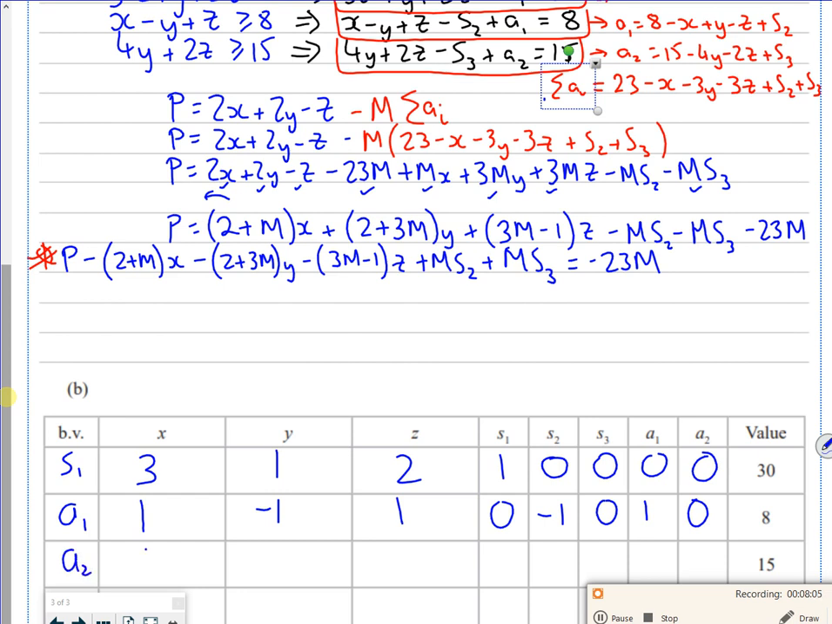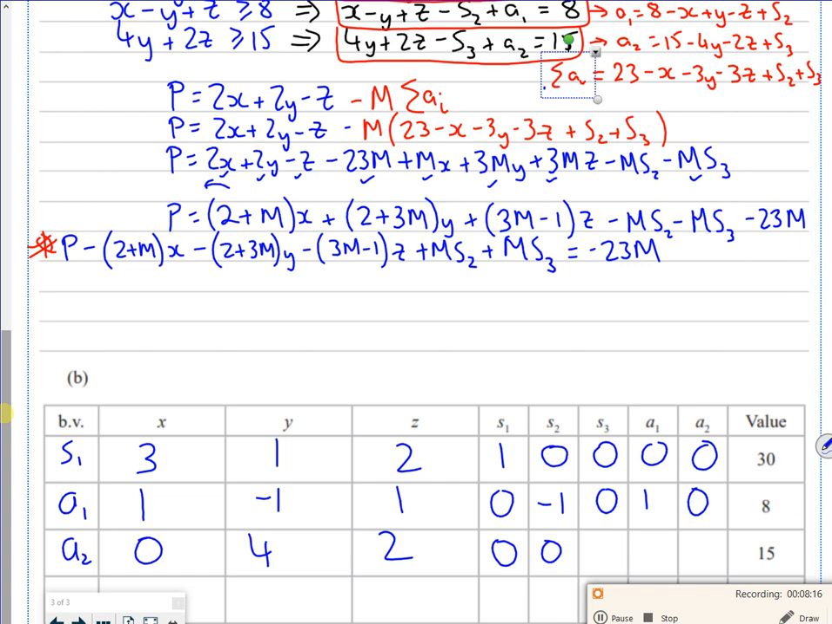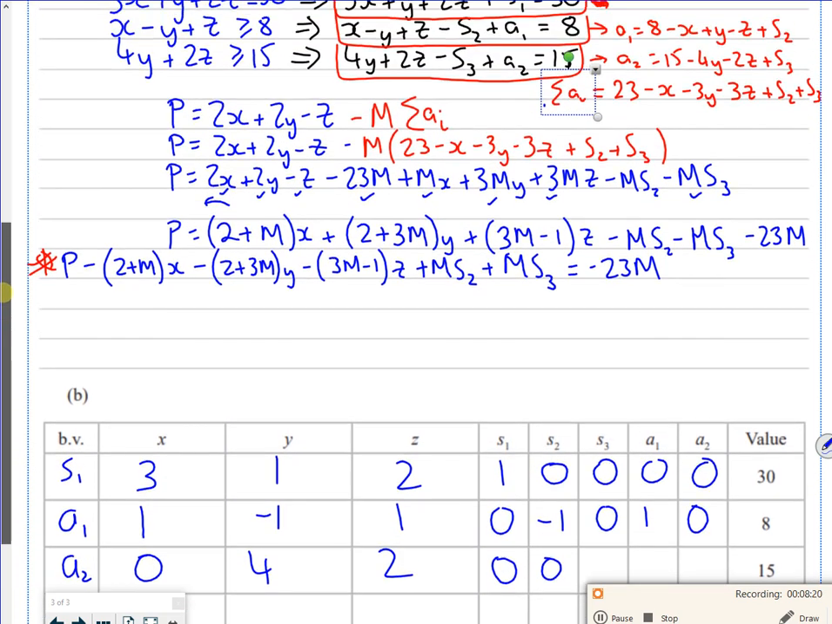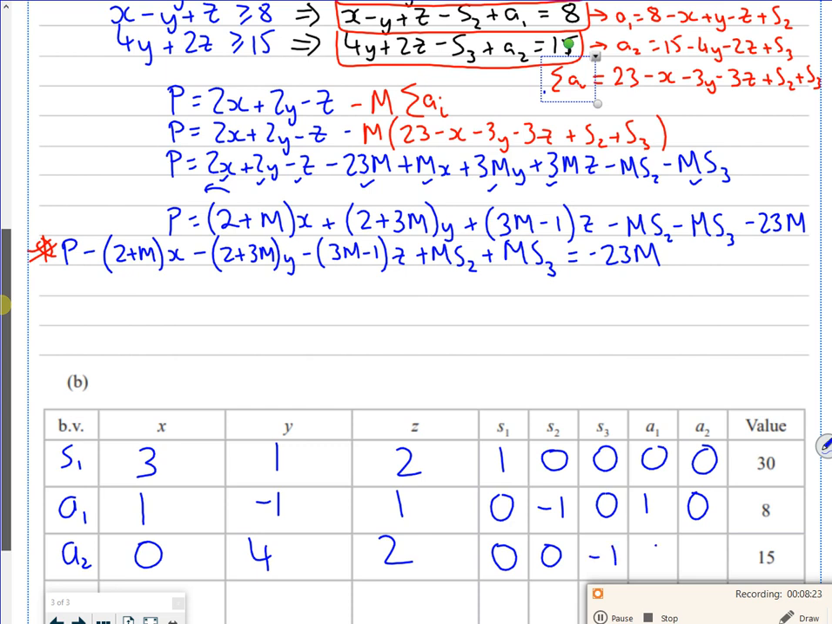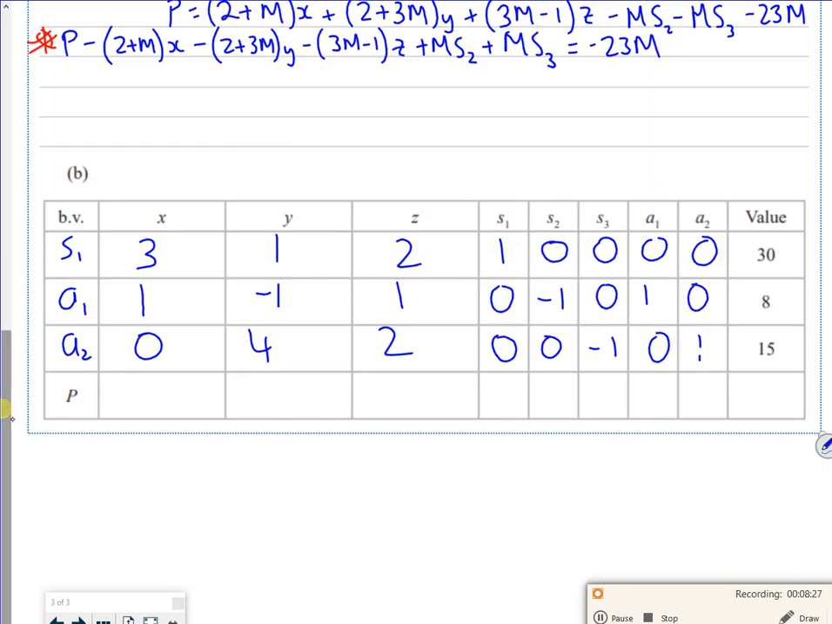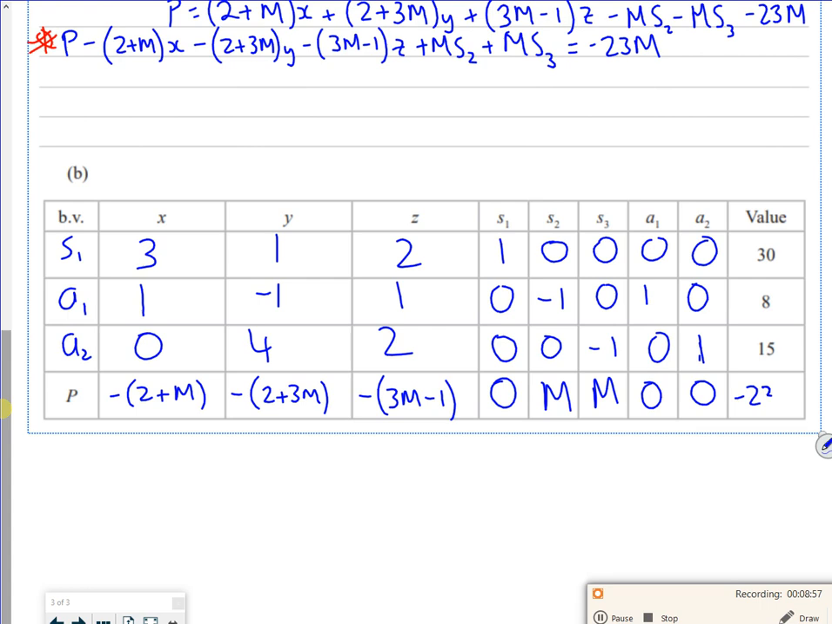So what have we got? We've got 0 lots of X, 4 lots of Y, 2 lots of Z, 0, 0, minus 1, 0, 1 is equal to 15. And then I've got the big whopper to put in there. Got that right so far, haven't I? So then I've got minus 2 plus M. I've got minus 2 plus 3M. I've got minus 3M minus 1. For s1, I've got nothing. For s2, I've got M. For s3, I've got M. For A, I've got nothing, nothing. And that's equal to minus 23M.